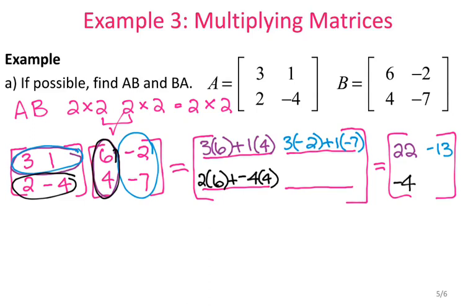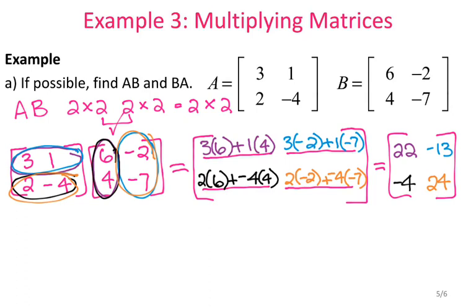And then for my last one, I'm going to take my second row, second column. So 2 times -2 plus -4 times -7. That gives me -4 plus 28, which is 24. And that is A times B.